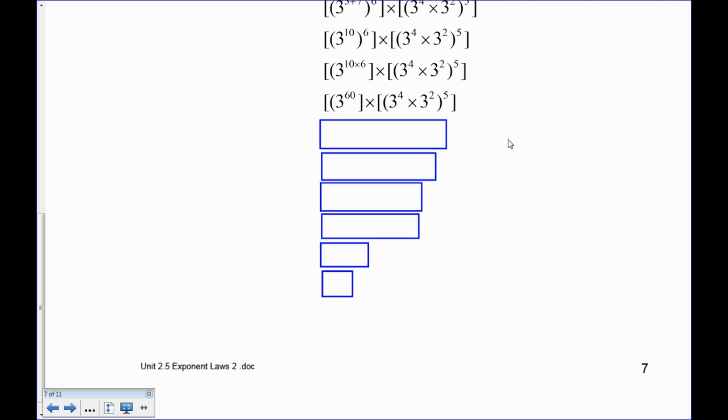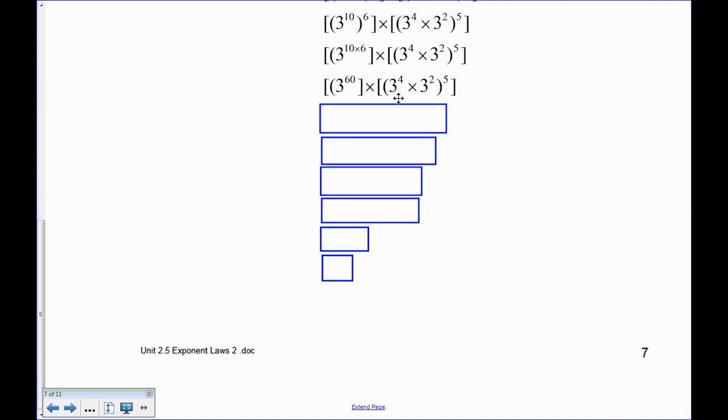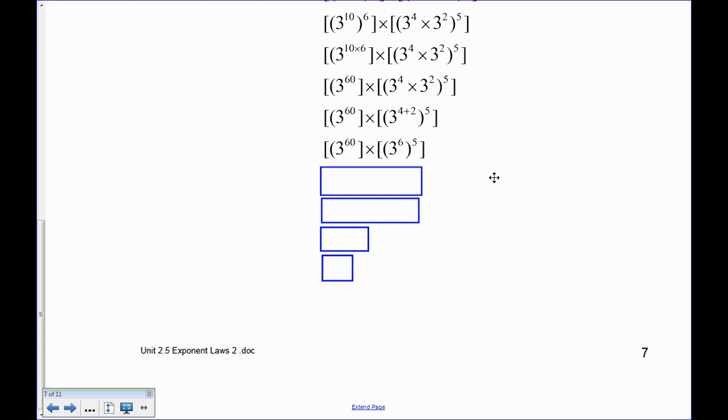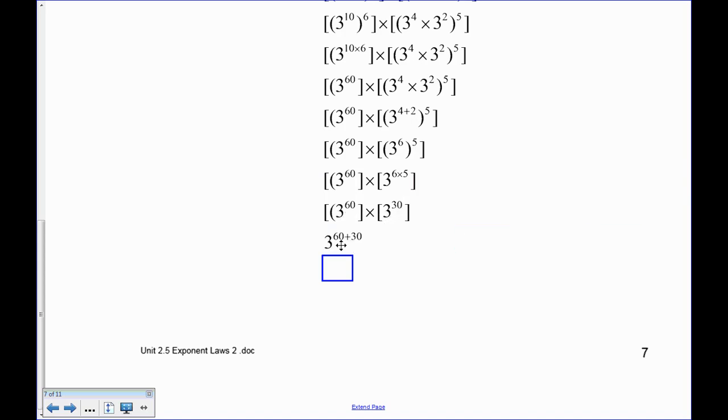Now let's go take a look at the other one. Same thing happens here. I'm inside square brackets, and then inside the rounded brackets, so the 3 to the 4 times 3 to the 2 has to come first. The bases are the same, we're multiplying, so we add the exponents. 4 plus 2 gives me 6. Now we can deal with the 6 and the 5. Crossing the brackets means we multiply, so 6 times 5 gives me 30. Now we take a look at 3 to the 60 times 3 to the 30. The bases are the same, so we simply add the exponents, 60 plus 30, and that gives me 3 to the 90.